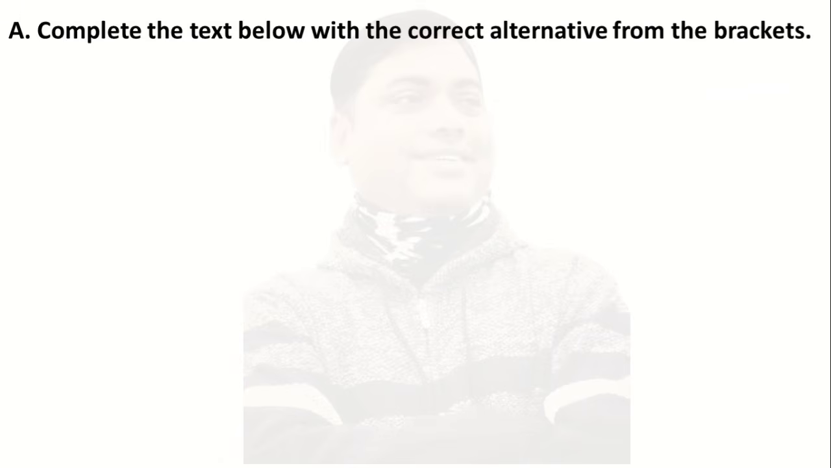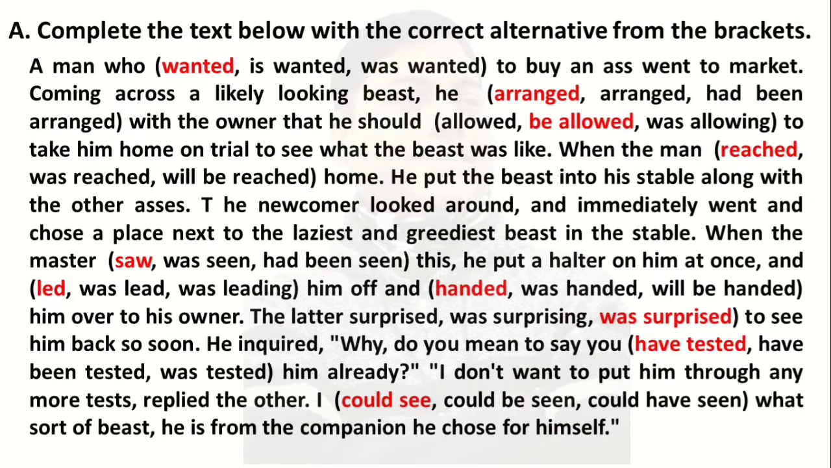Complete the text below with the correct alternative from the brackets. A man who wanted to buy an ass went to market. Coming across a likely looking beast, he arranged with the owner that he should be allowed to take him home on trial to see what the beast was like. When the man reached home, he put the beast into his stable along with the other asses.